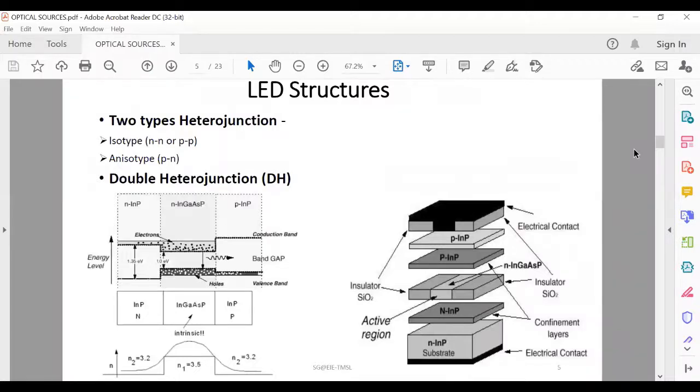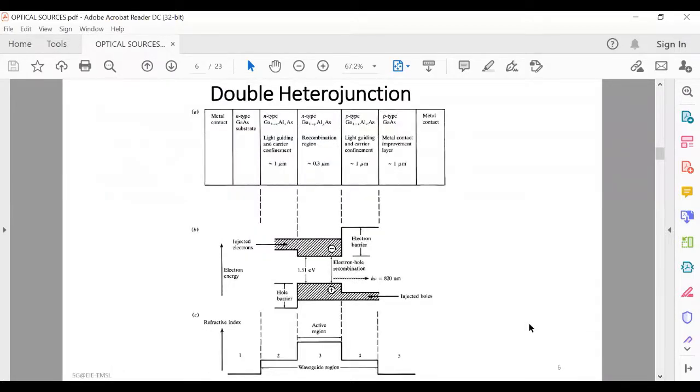A heterojunction is an interface between two adjoining single crystal semiconductors with different band gaps, and these are of two types: one is the isotype, another is the anisotype. This is the structure of the double heterojunction, the double heterojunction light emitter.